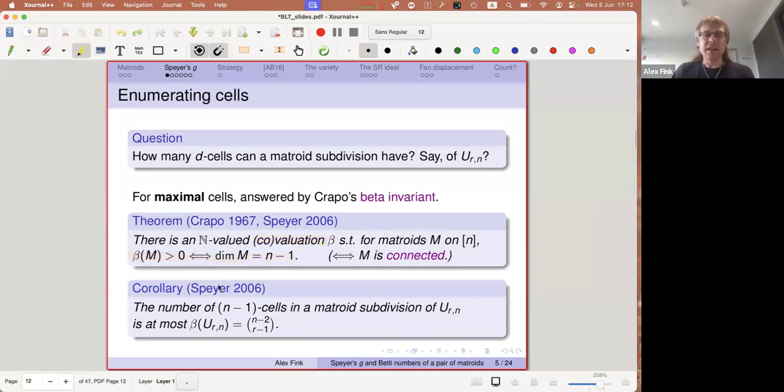So in particular, beta of the uniform matroid is this binomial coefficient. So that's the upper bound for the number of cells in this subdivision of U(r,n). And in fact, it's achieved. There's a nice subdivision into lattice path matroids for ribbons, which achieves this.